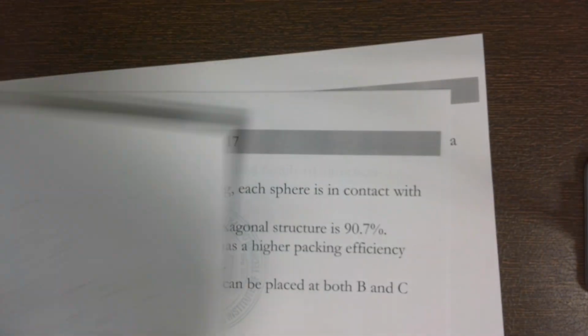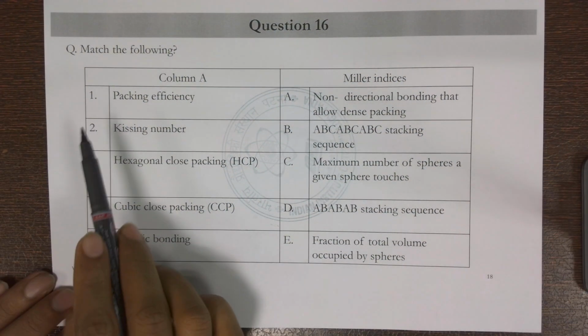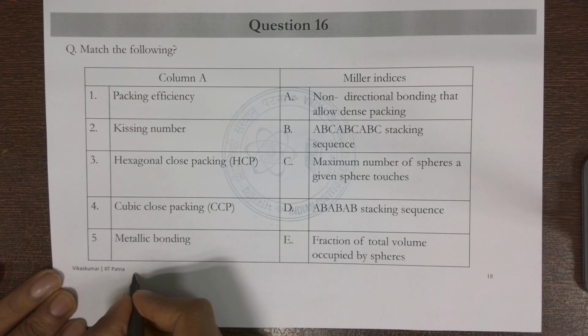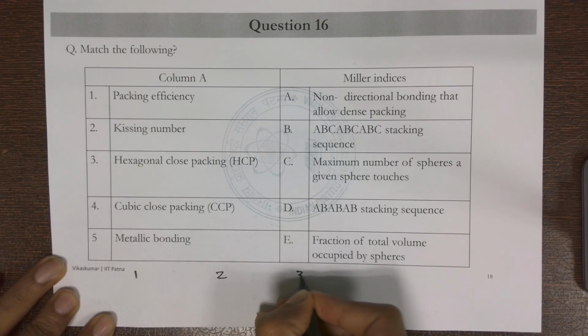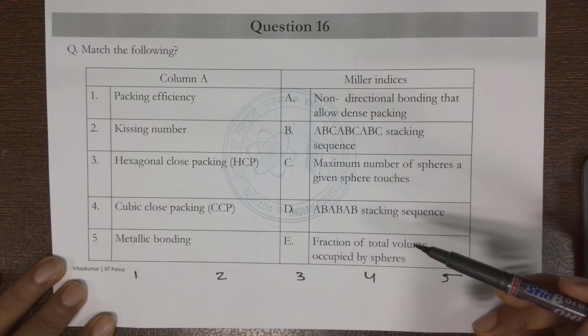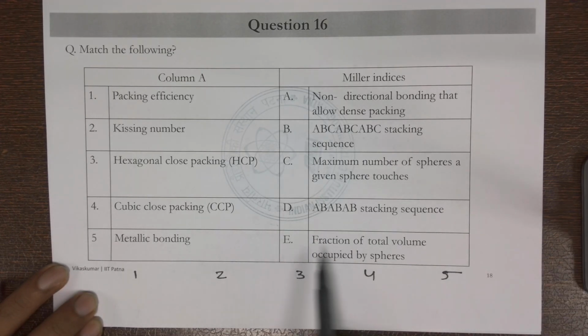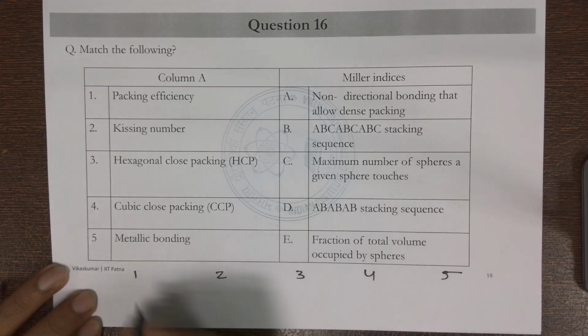Okay guys, let's go to the next part, question number 16. First one, packing efficiency. Among all of this, which one will be the right answer? Abhimanyu said it's E, Swarangi E. Okay, I think it will be that only. The fraction of the total volume occupied by the spheres is the packing efficiency. That's right.